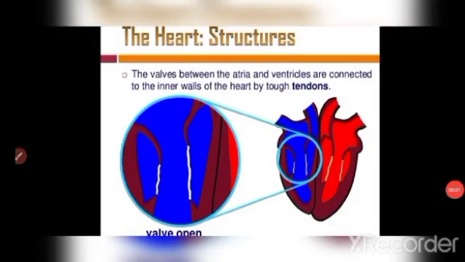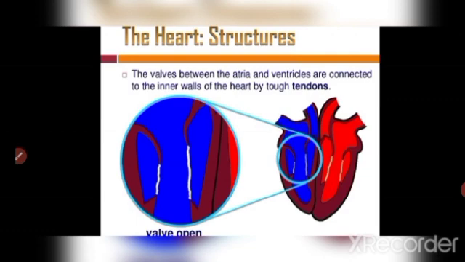There are four valves in the heart which control the direction of blood flow in the heart and into the blood vessels. They open and close about 100,000 times a day. A tricuspid valve guards the opening of the right atrium into the right ventricle. A bicuspid valve guards the opening of the left atrium into the left ventricle.